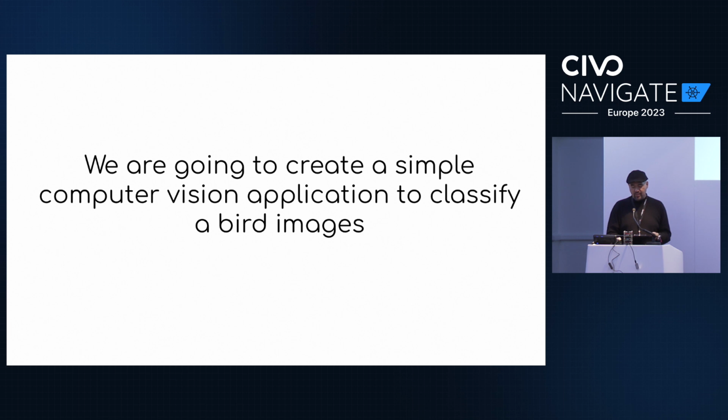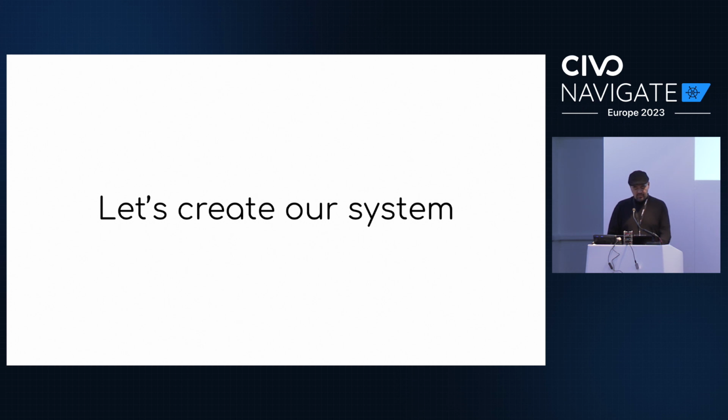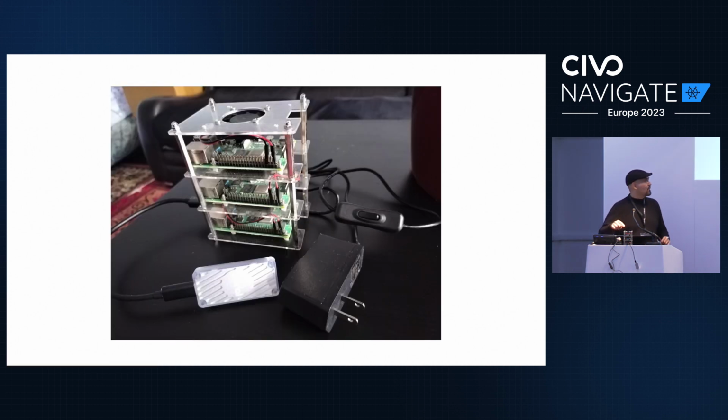So we are going to create a simple computer vision application to classify bird images, right? So let's create the system. This is how it looks. Maybe you can see in detail, but this is my single node cluster with the Coral device and the power source, and that's it. I am using my smartphone as a router, but when I came here, the internet doesn't work on this level, so I changed my Raspberry Pi to connect to the Wi-Fi here in the brewery. So now it works. I have a video. I will try to do the live demo.